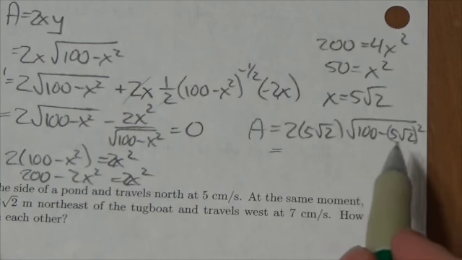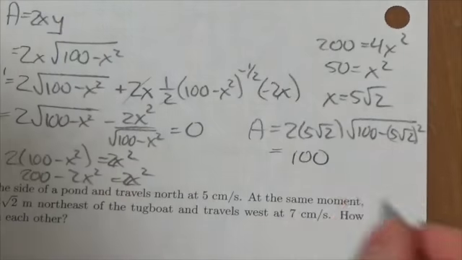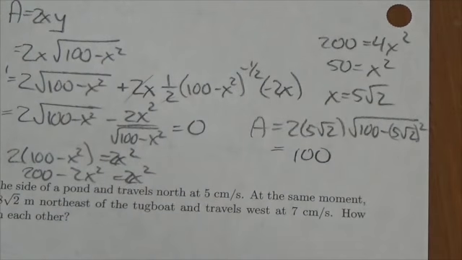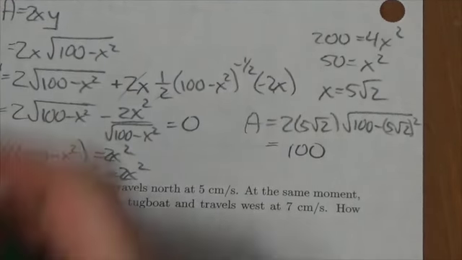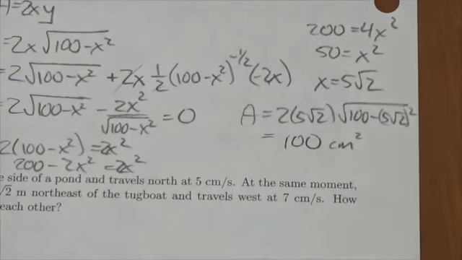The square root of 50 is 5 root 2. Times 5 root 2 is 50. Times 2 is 100. And there we go. That's the area: 100, whatever this unit is, centimeters squared. There you go.